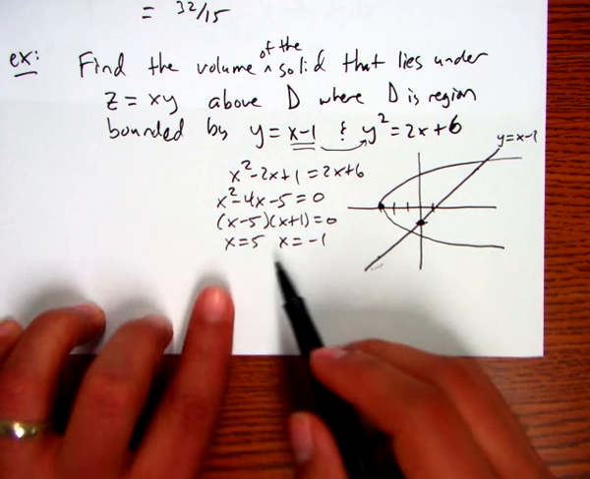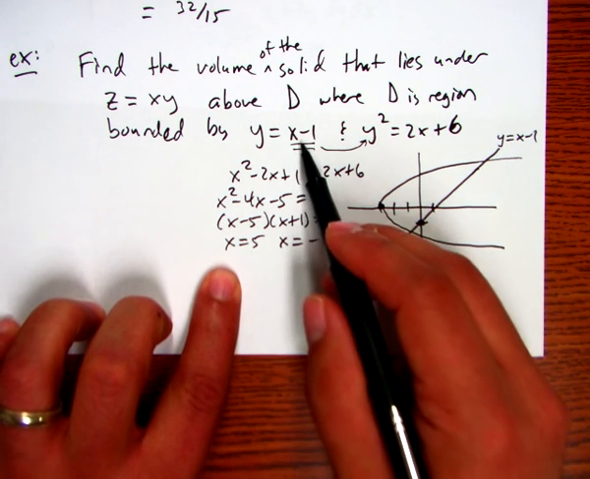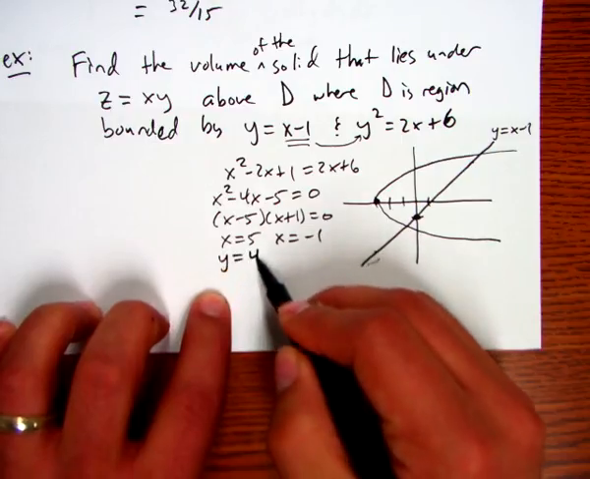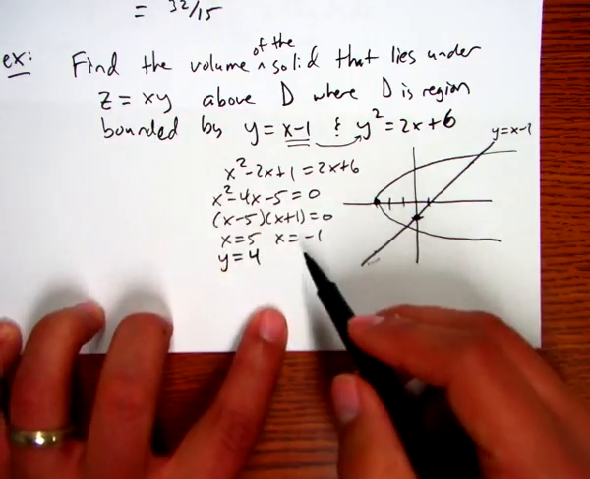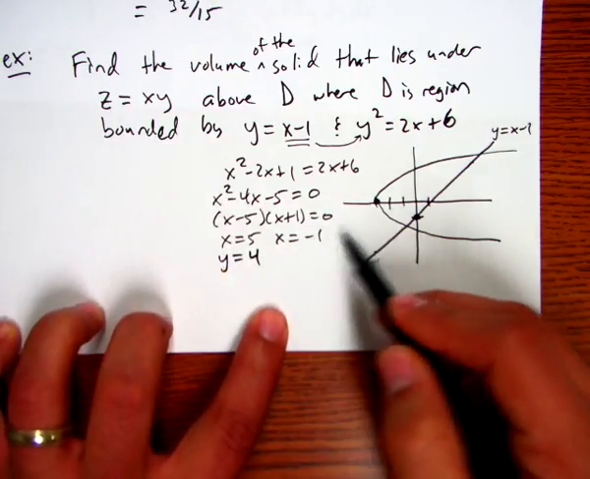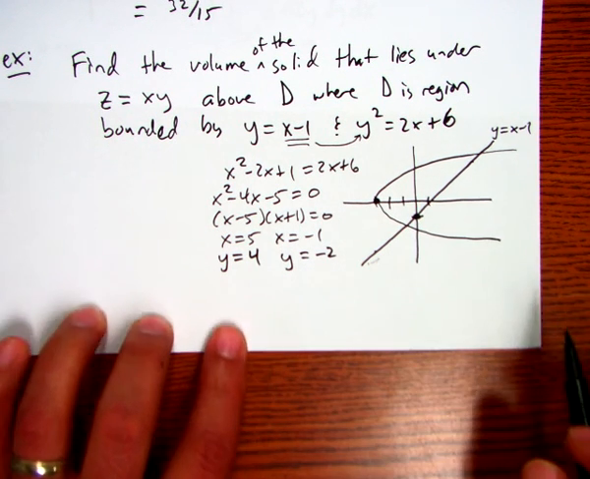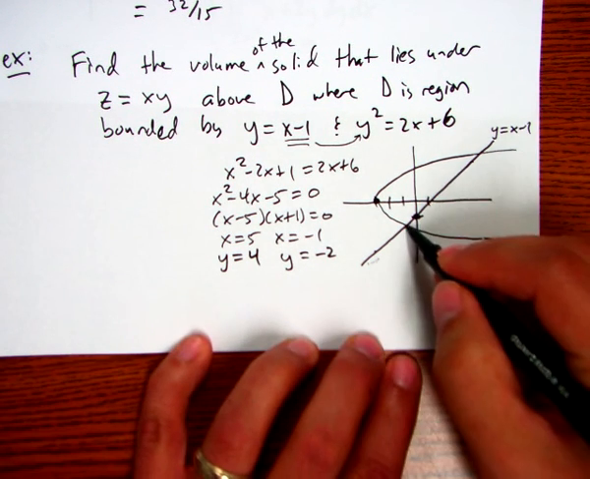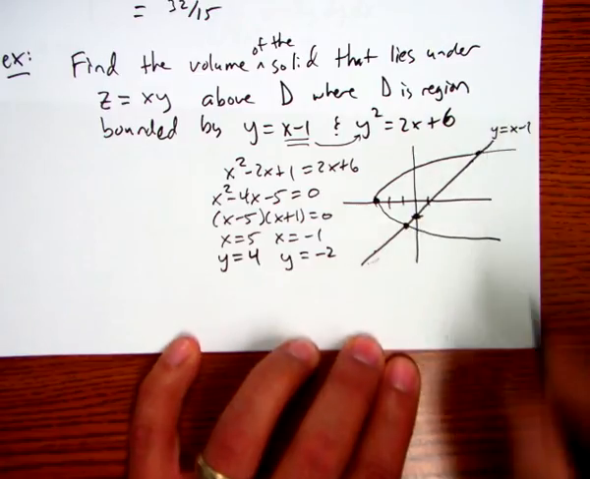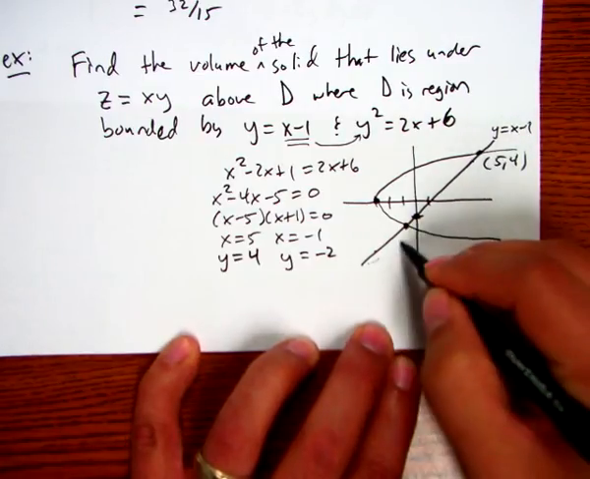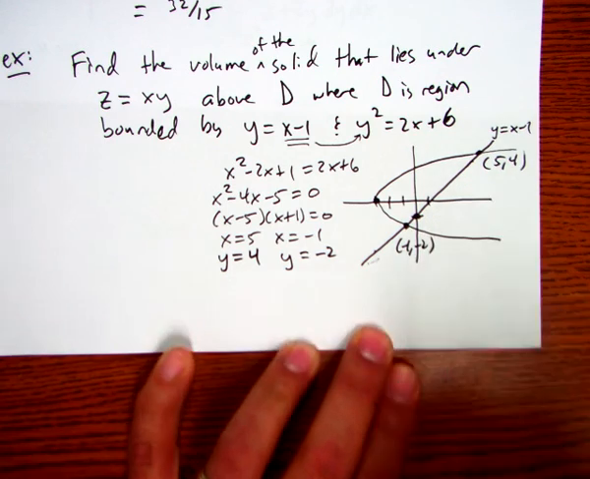When x is 5, y would have to be? Did you say four? Okay. And when x is -1, y is going to be -2. So there's our points: (5, 4) and (-1, -2). Okay.